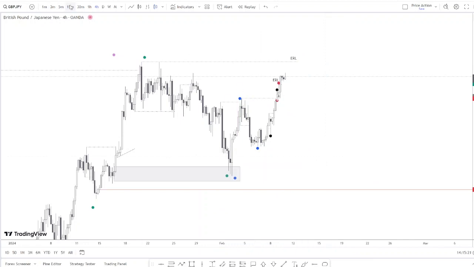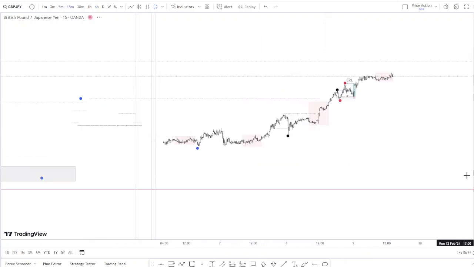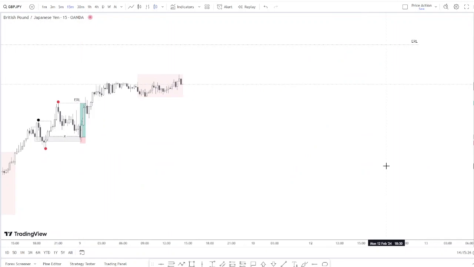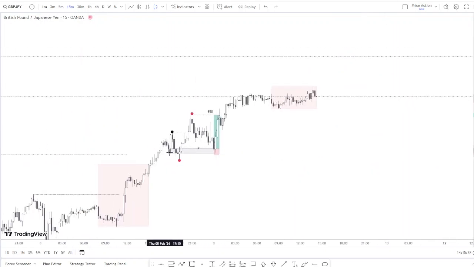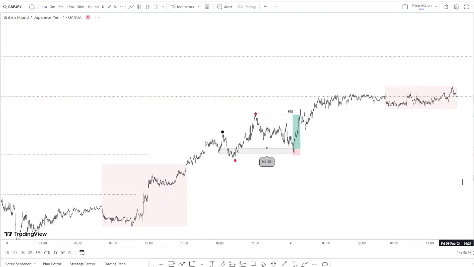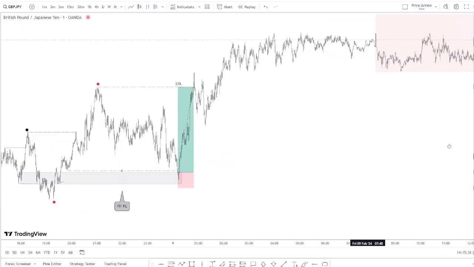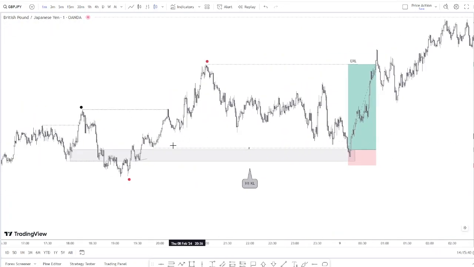So now I went to my M15. As you can see, we have a run of liquidity here and a break of structure. Then it took out this high. So I went to my M1. On M1, we have a confirmed range. From here to here we have a range.